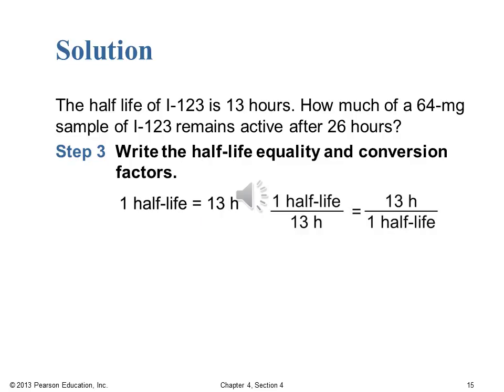Okay, step number 3, write the half-life equality and conversion factors. We know that one half-life for this radioactive iodine isotope is 13 hours, and we could represent that equality as a conversion factor with one half-life in the numerator and 13 hours in the denominator, or the inverse, 13 hours in the numerator and one half-life in the denominator. If we're going to look at 26 hours to start, we're probably going to need the form on the left that has one half-life over 13 hours.